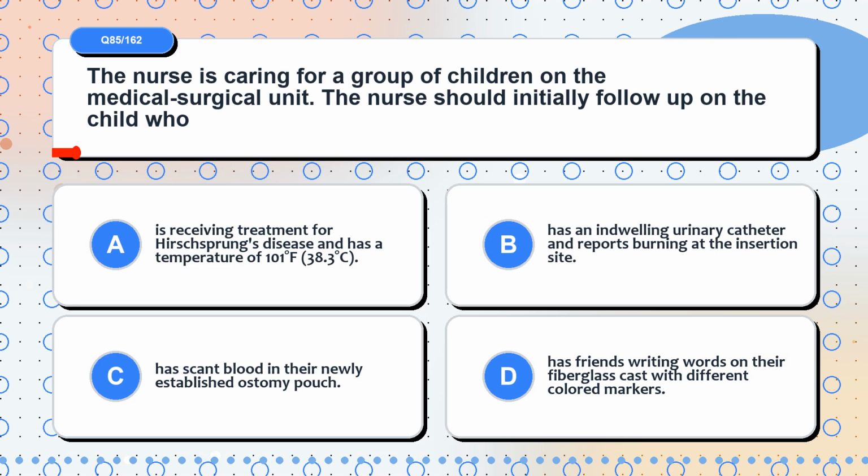Question 85. The nurse is caring for a group of children on the medical surgical unit. The nurse should initially follow up on the child who. Here are the options. Option A is receiving treatment for Hirschsprung's disease and has a temperature of 101 degrees F, 38.3 degrees C. Option B has an indwelling urinary catheter and reports burning at the insertion site. Option C has scant blood in their newly established ostomy pouch. Option D has friends writing words on their fiberglass cast with different colored markers.